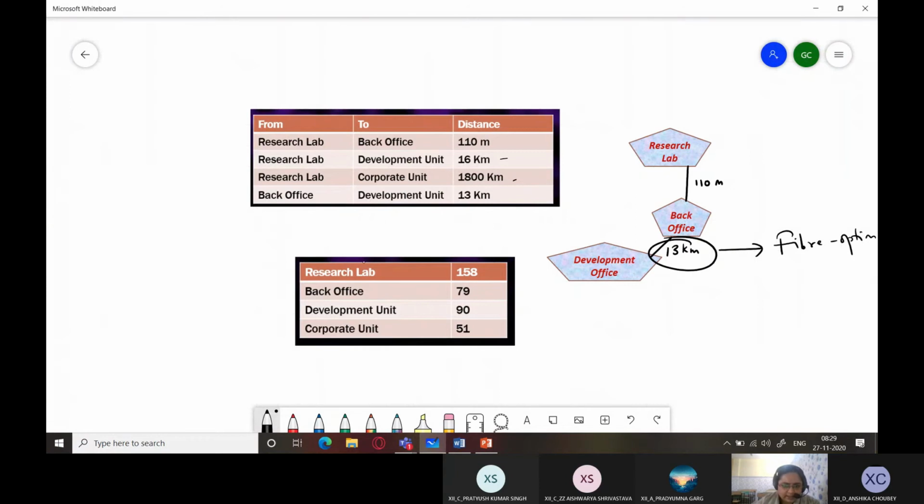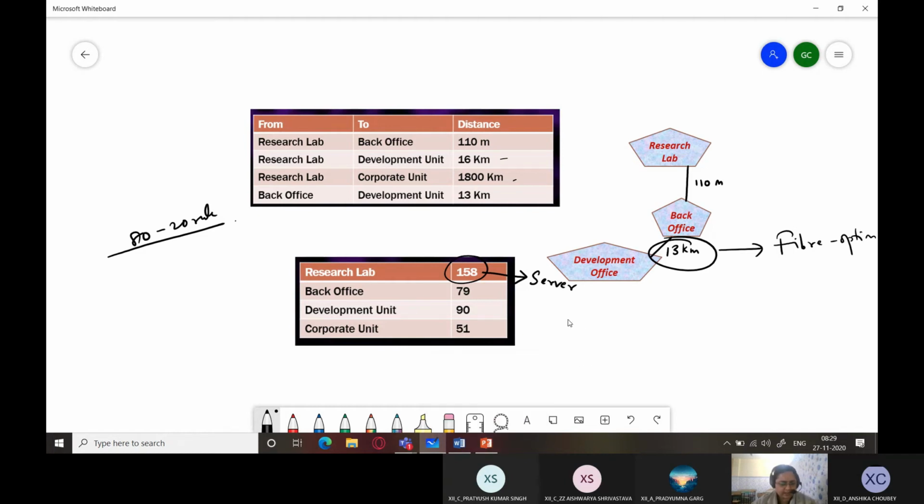So you can see research lab has the highest number of computers, 158. So this would be the most suitable location for placing the server because of the 80-20 rule. As it says that 80% of the traffic should be localized, that is, it should be confined within the office, right? So because there are many computers here, we can place the server over here.